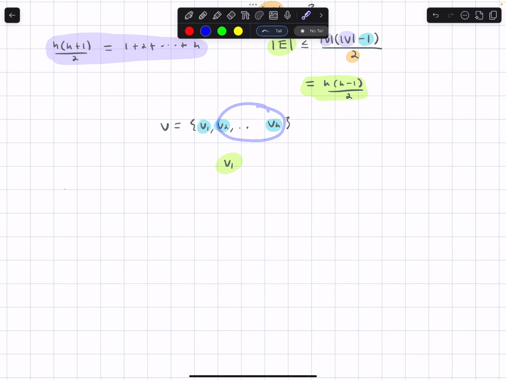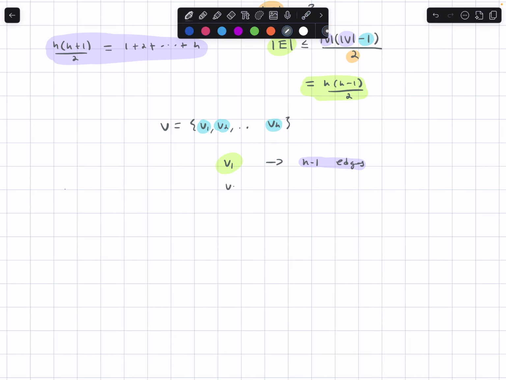How many of these can we connect it to? Well, we can connect it to V2, we can connect it to V3, each time we make an edge, all the way through Vn. So there are n minus 1 edges that we can make using V1 by connecting it to all the other vertices, V2 through Vn.